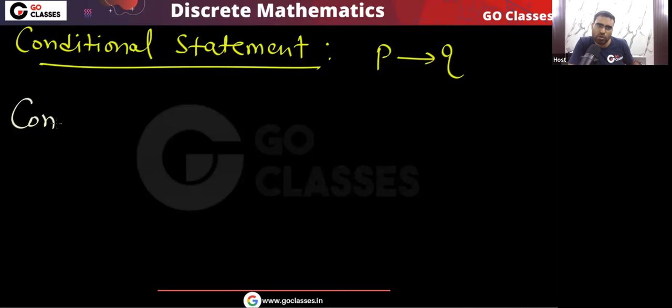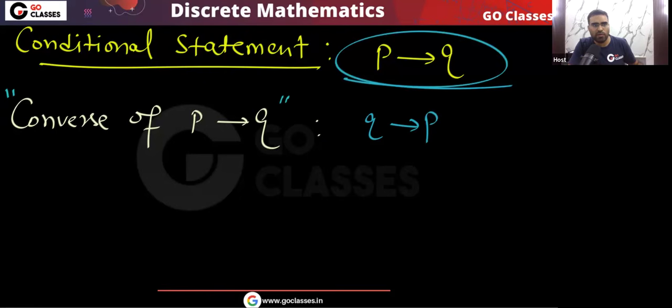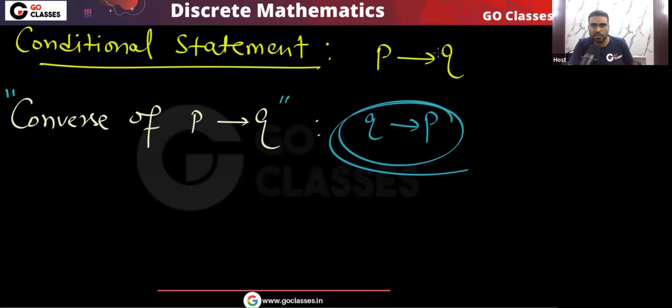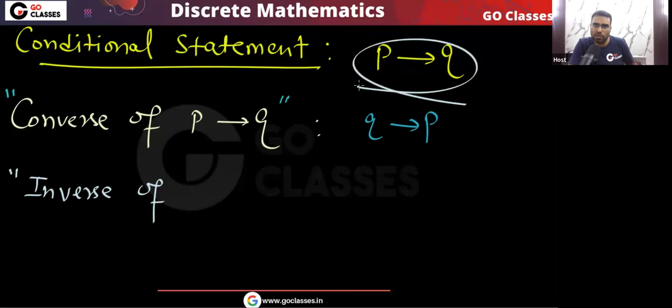So what is the converse of P implies Q? That will be Q implies P. Remember, converse of P implies Q is Q implies P. The converse of this statement is this statement. So I can say Q implies P is the converse of P implies Q. Very simple. Let's see what is the inverse of P implies Q.